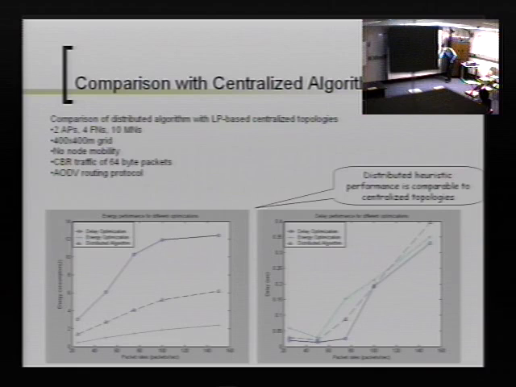And the plot on the right again shows the offered load on the x-axis, and here the y-axis is the delay in seconds. So again, the delays of our distributed algorithm compare favorably with the centralized algorithm.